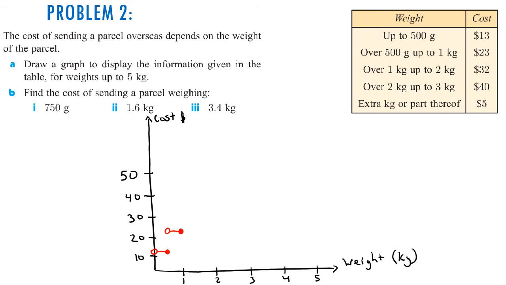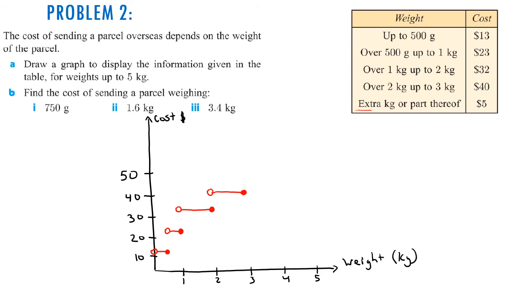Then I'm going to do 1 kilogram to 2 kilograms is $32. So I go up to roughly where $32 is. I go all the way to 2 kilograms, close my circle. And then over 2 kilograms up to 3 kilograms is $40. So I go up to 40 bucks, open circle, all the way to 3 kilograms, close my circle.